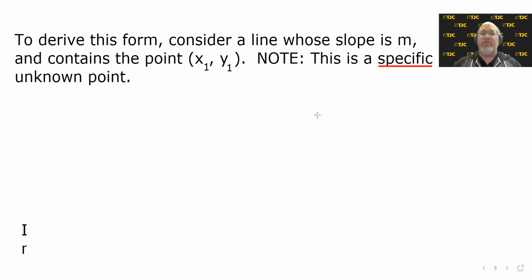To derive this form, consider the line whose slope is m and contains the point (x1, y1). Note, this is a specific yet unknown point. Let's draw a real quick picture of this to see what it would look like.